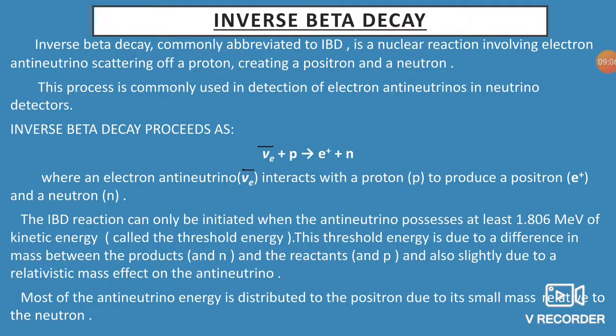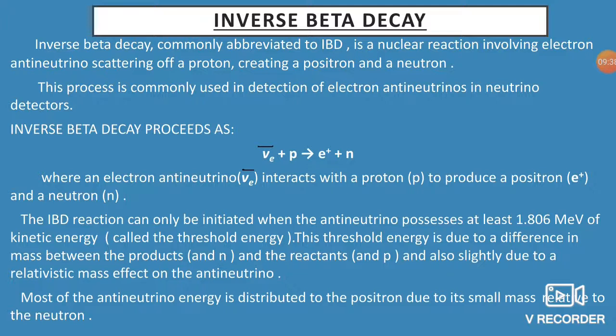This IBD reaction, or inverse beta decay, can only be initiated when the antineutrino possesses at least 1.806 MeV of kinetic energy, which is called the threshold energy. This is the minimum kinetic energy which an antineutrino has to possess to undergo inverse beta decay. This threshold energy is due to the difference of mass between the products, that is the neutron and the positron, and the reactants, that is the antineutrino and the proton. It is also slightly due to the relativistic mass effect on the antineutrino.